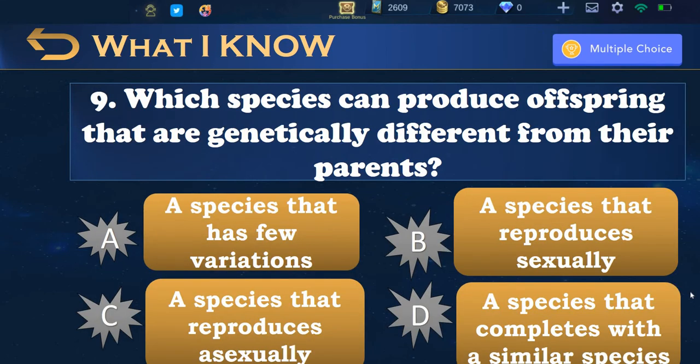Number 9 question. Which species can produce offspring that are genetically different from their parents? Is it A, a species that has few variations, B, a species that reproduces sexually, C, a species that produces or reproduces asexually, or D, a species that competes with similar species? And go. Time is up. The correct answer here is letter B, a species that reproduces sexually.